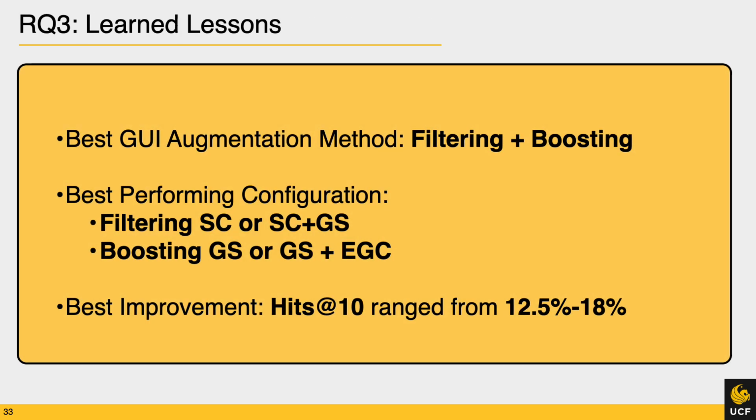These are the lessons learned from RQ3. Here, the best GUI augmentation method is filtering plus boosting, and the best performing configuration utilizes the following GUI information types: filtering with screen components or screen components plus GUI screens, and boosting with GUI screens or GUI screens plus exercised GUI components. Here, the best improvement is for Hit@10, ranging from 12.5 to 18.3%.